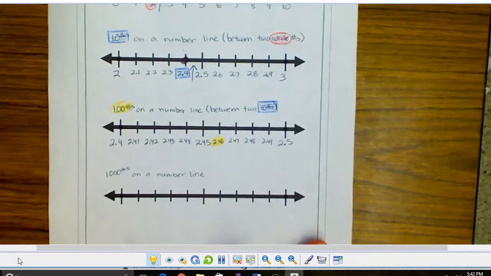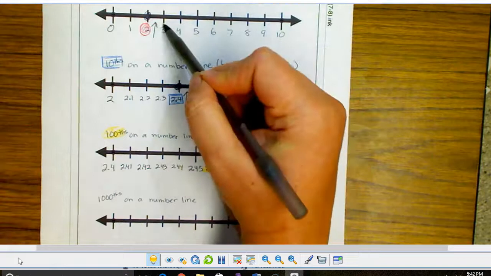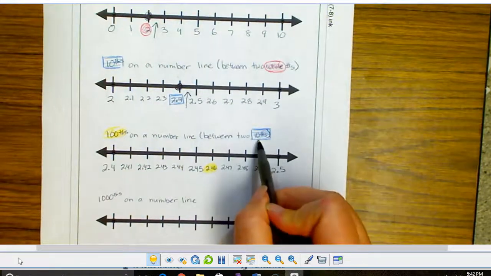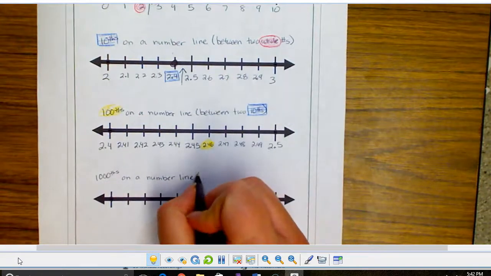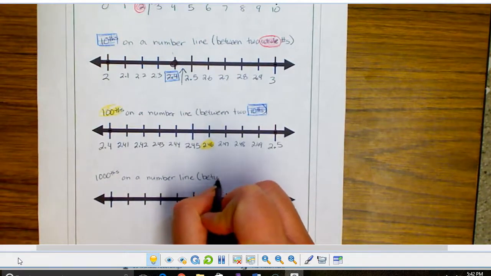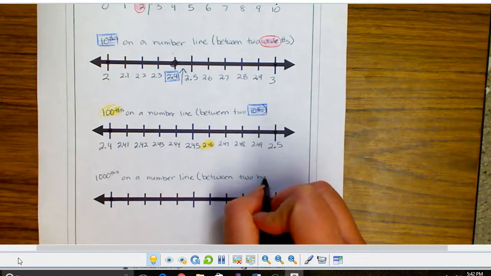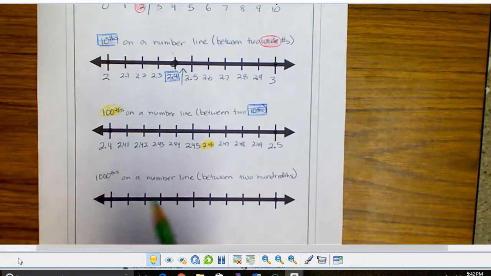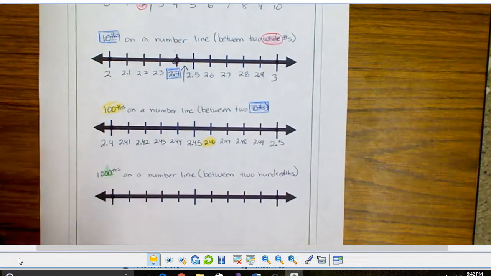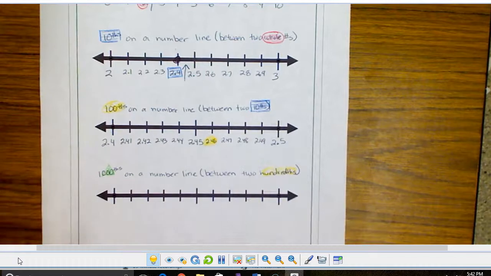Well, where do thousandths come? Tenths came between 2 whole numbers. Hundredths came between 2 tenths. That means thousandths on a number line are going to come between 2 what? Hundredths. Okay, so I've got my triangle here on my thousandths, and they're going to come between 2 hundredths. All right, so which 2 hundredths?